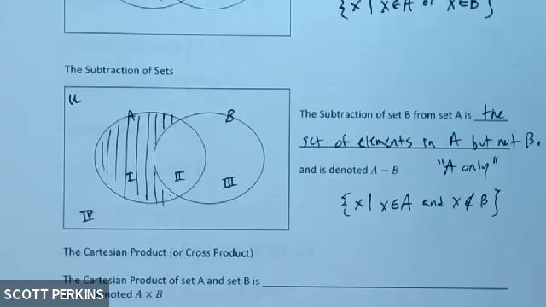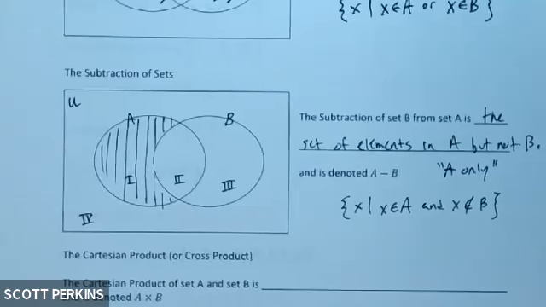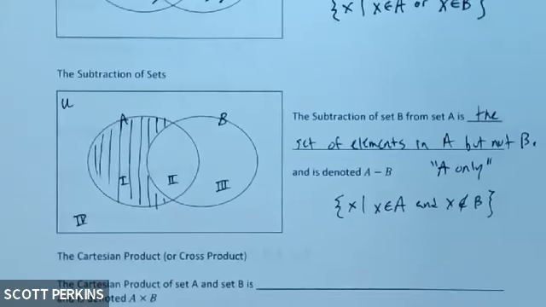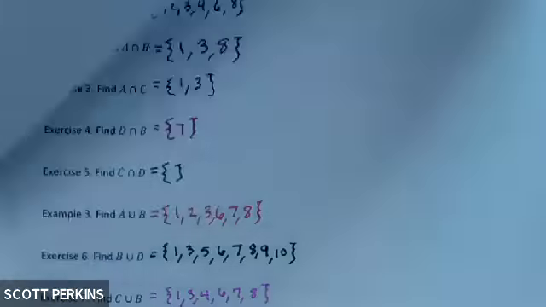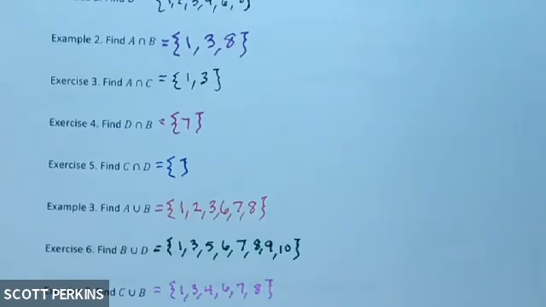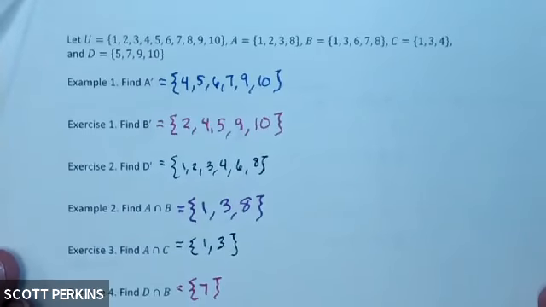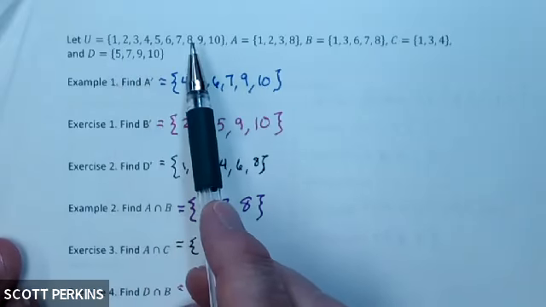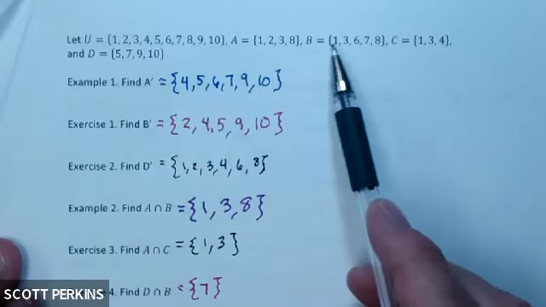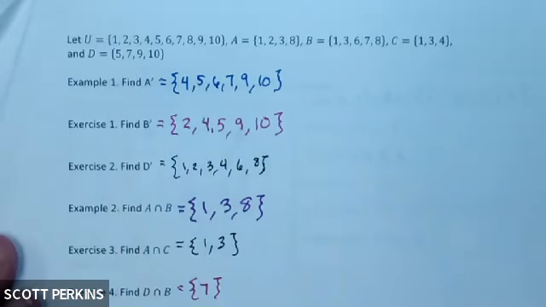Just giving you a minute to get caught up writing, and then we're going to turn to the bottom of the next page where we've been doing examples with our given universe and our sets. I hear a lot of pages turning, so I'm going to turn my page as well. Again, if you're watching the video, I hope you've printed this out, but if you haven't, pause the video. Here's your universe, 1 through 10. A is 1, 2, 3, 8. B is 1, 3, 6, 7, 8. C is 1, 3, 4. And D is 5, 7, 9, 10.